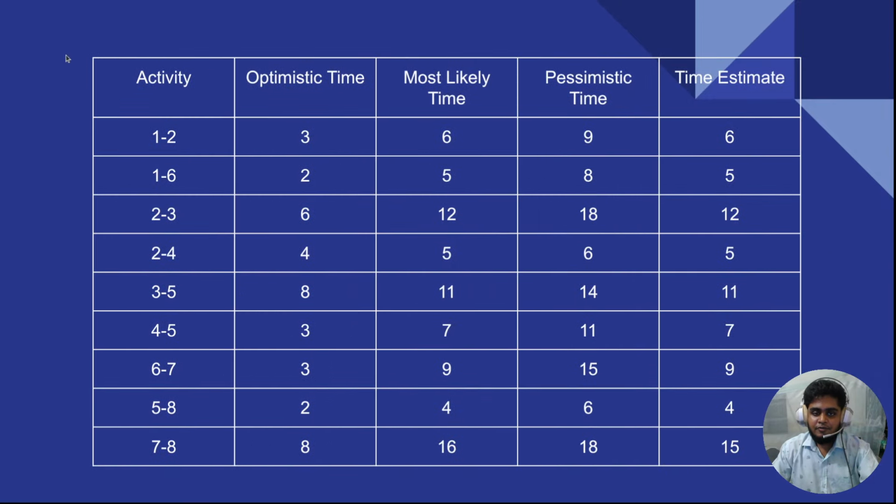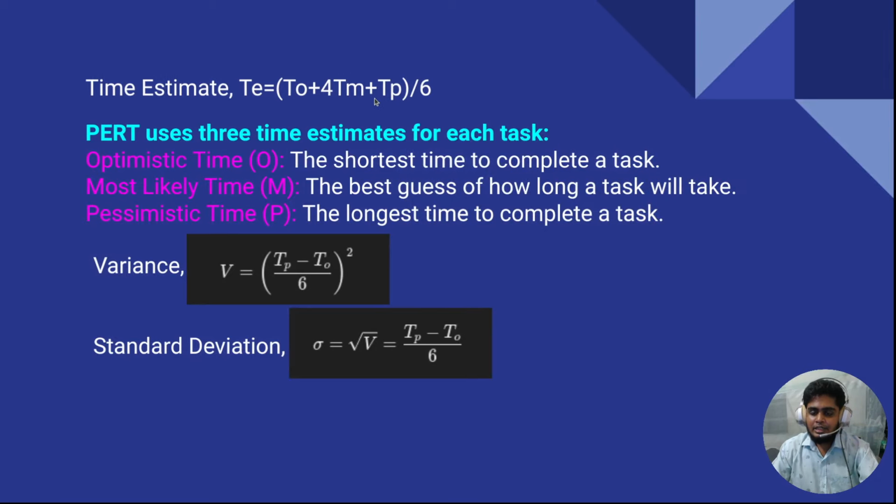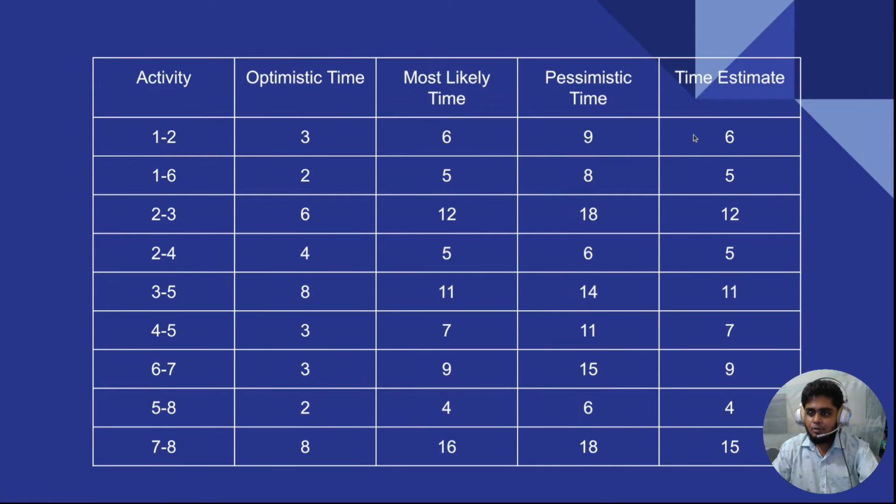So this is the answer to the first question. I just copied and pasted all of the activity values, the optimistic time, most likely time, and pessimistic time. After that, this is the time estimate, and how do I calculate those values? Just follow this equation: To plus 4Tm plus Tp divided by 6. Basically I calculate 3 plus 4 into 6 plus 9, and after calculating the addition, divide the answer by 6. You will get 6 as the time estimate.